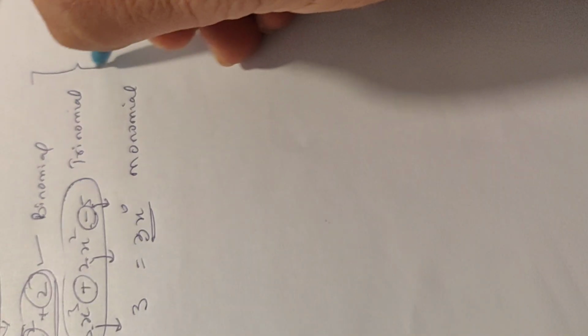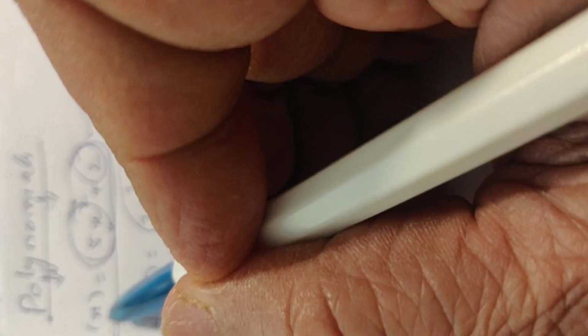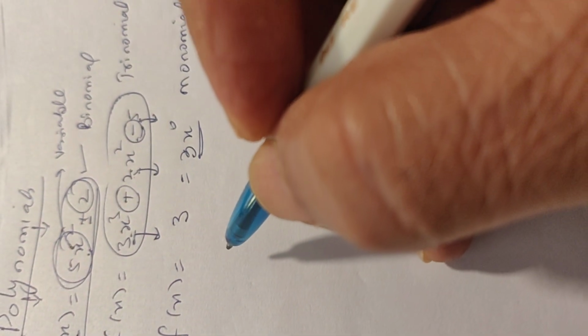So polynomials are the equations or the functions which contain terms having a variable, separated by addition, subtraction or even multiplication with the coefficients. Now what are not the polynomials? Non-polynomials.